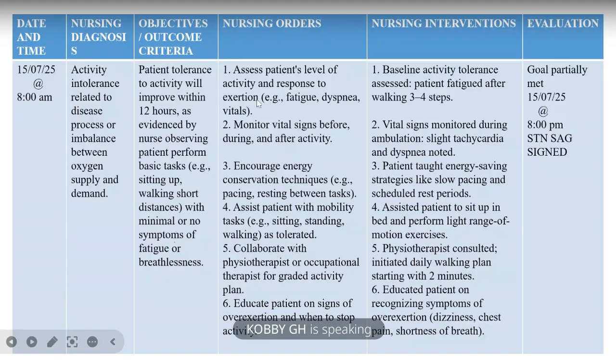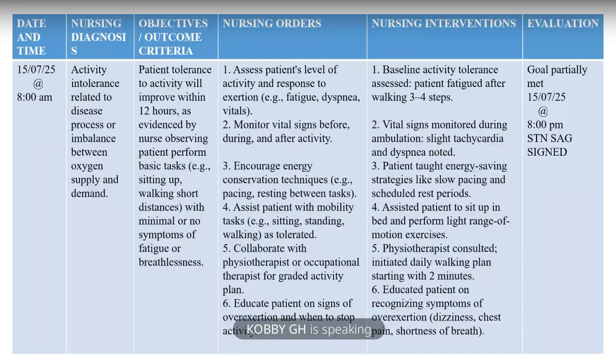Okay, good. So assess patient's level of activity, monitor vital signs, encourage energy conservation techniques, resting between tasks and all that. Assist patients with mobility tasks, collaborate with physiotherapists or occupational therapists for graded activity. Educate patients on signs of exertion, when to stop activity. Then you add the 12 hours to this time. You get 8 o'clock p.m. You write STN, then you sign under it.